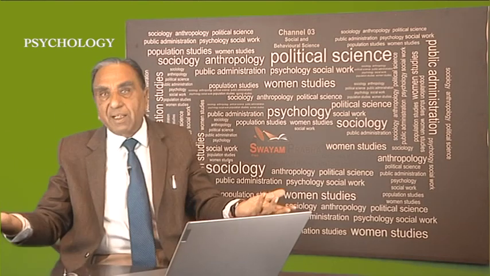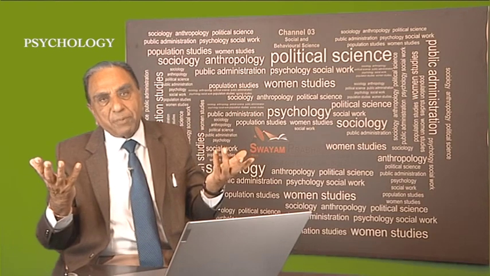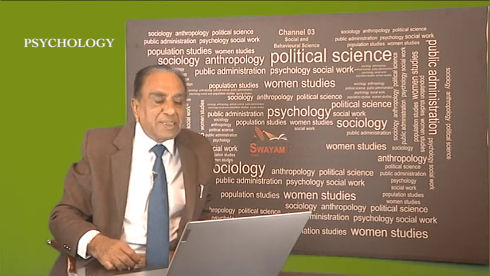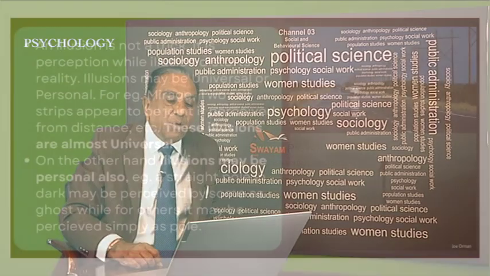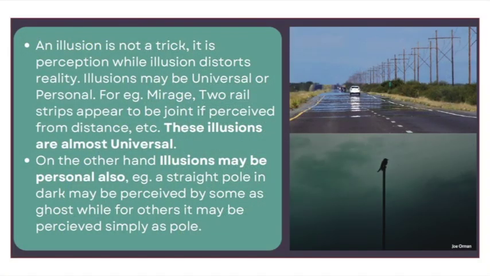It is a universal illusion. It will be a misinterpretation for everybody. A mirage, everybody will see. So this is called the universal, which is for all. Then on the other hand, illusions may be personal also.